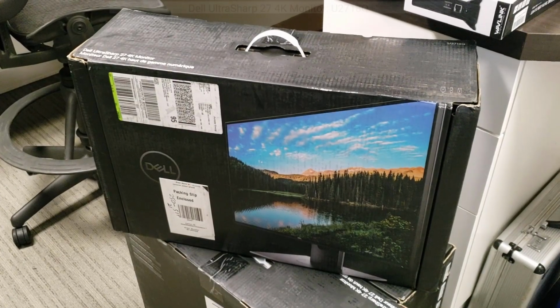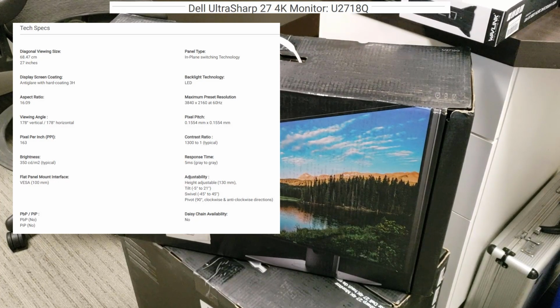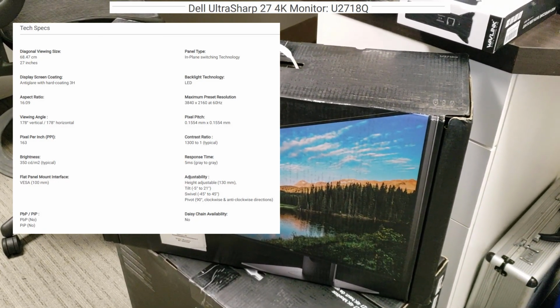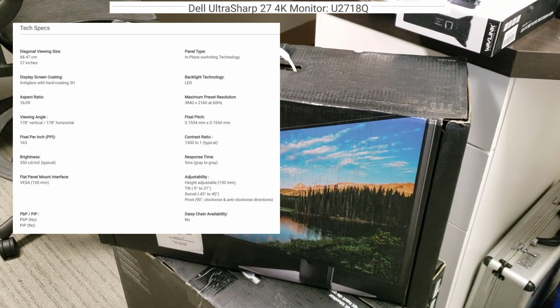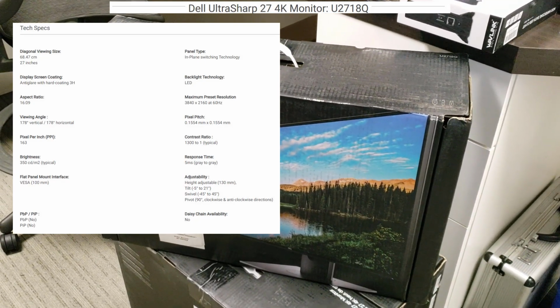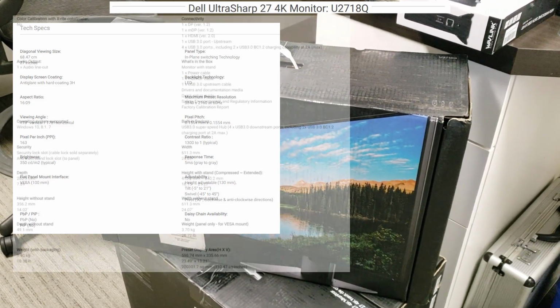This is the Dell U2718Q 4K 27-inch monitor. For those who don't know, in Dell's branding nomenclature the second two digits are the year. This means that the 2718 was originally released in 2018, and that means it's coming up to end of life.